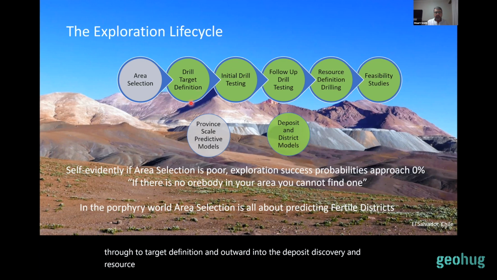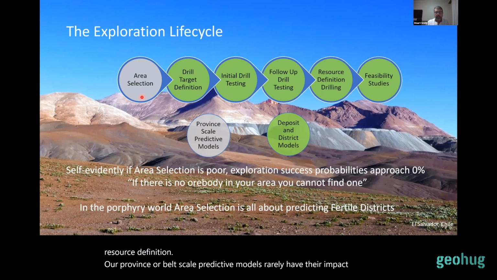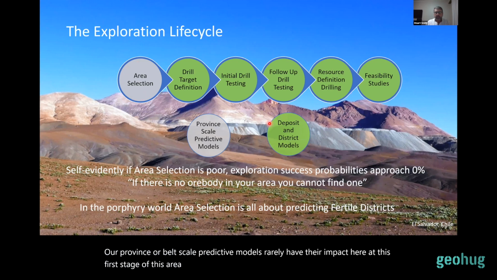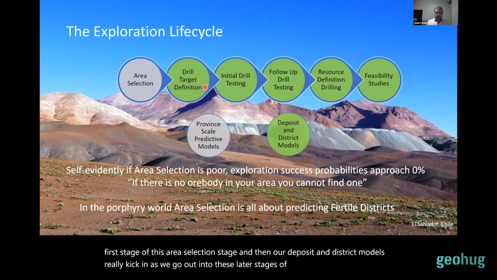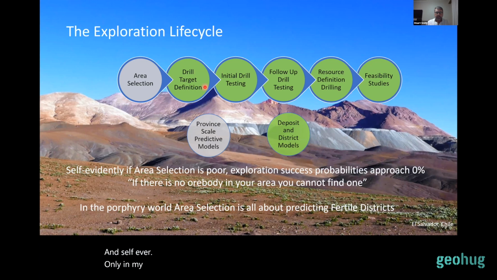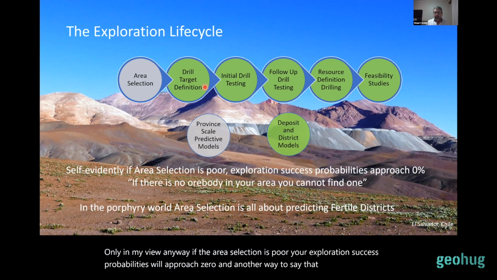Our province or belt scale predictive models really have their impact here at this first stage, the area selection stage. And then our deposit and district models really kick in as we go out into these later stages of exploration and activity. And self-evidently, in my view anyway, if the area selection is poor, your exploration success probabilities will approach zero. Another way to say that is if there is no ore body in your area, then it's impossible to find one.